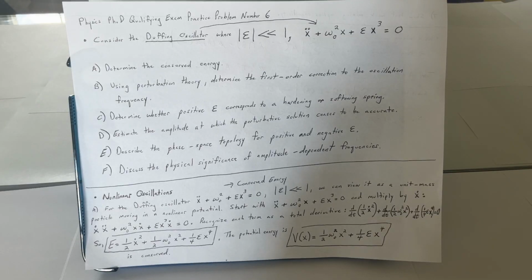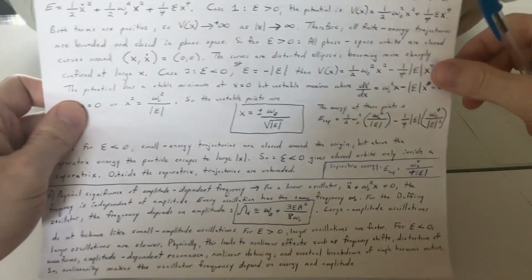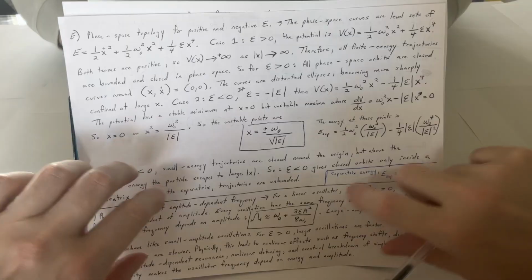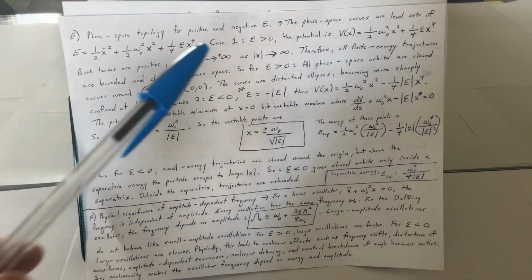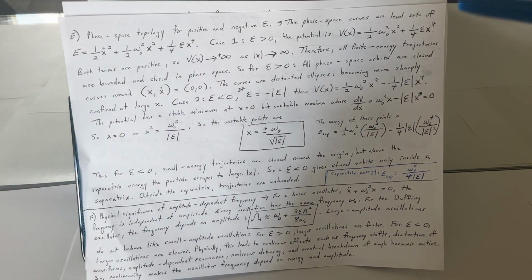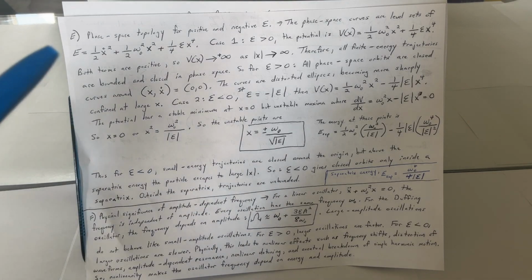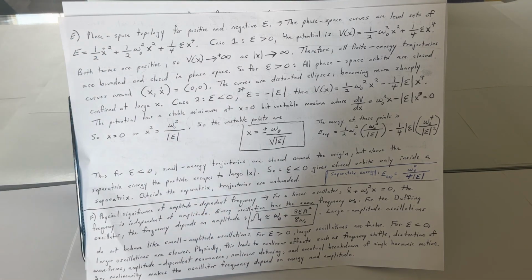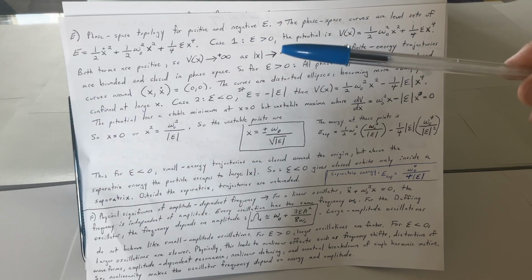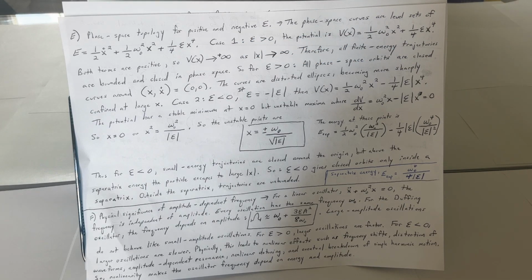For part E, describe the phase space topology for positive and negative epsilon. The phase space curves are level sets of E equals 1/2 x dot squared plus 1/2 omega naught squared x squared plus 1/4 epsilon x to the 4th. In case 1, epsilon greater than 0, the potential is V of x equals 1/2 omega naught squared x squared plus 1/4 epsilon x to the 4th.